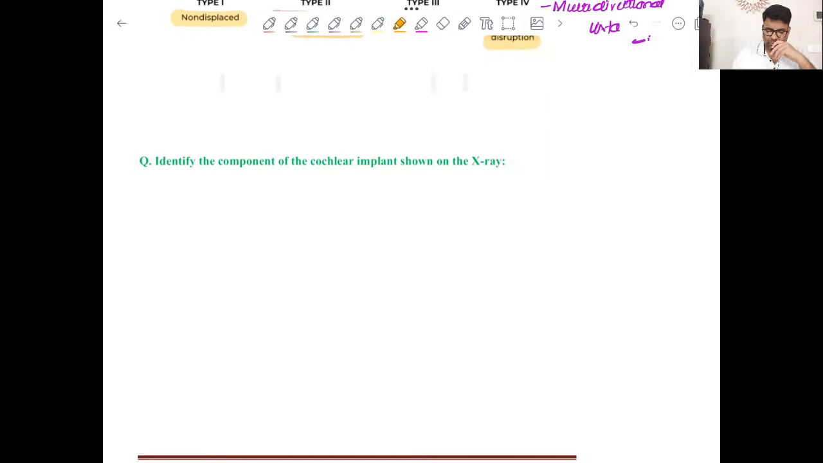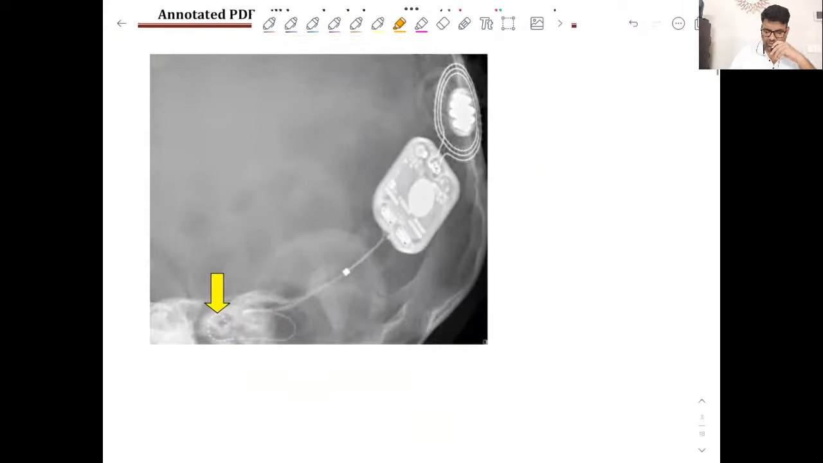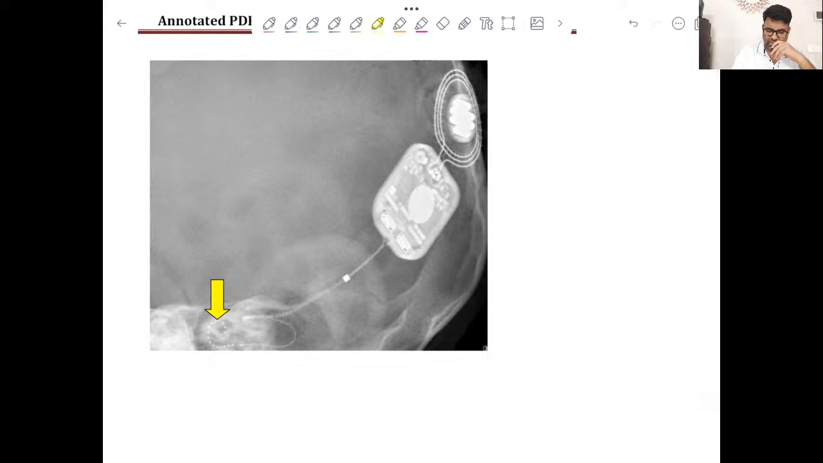Now there was another question, and it was about the cochlear implant component, which was discussed on an X-ray, right? So this was the X-ray given, and this is actually a transverse view. And this shows the placement of the cochlear implant, right?